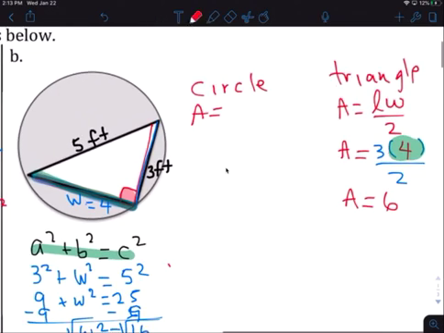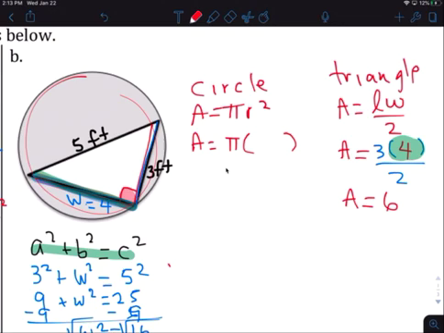Okay, area of a circle is pi r squared. Anytime you have a circle, area is pi times radius squared. This is called a diameter right here. Radius is half of it, and half of 5 is 2.5. You can use a calculator: 5 divided by 2, you get 2.5, squared.